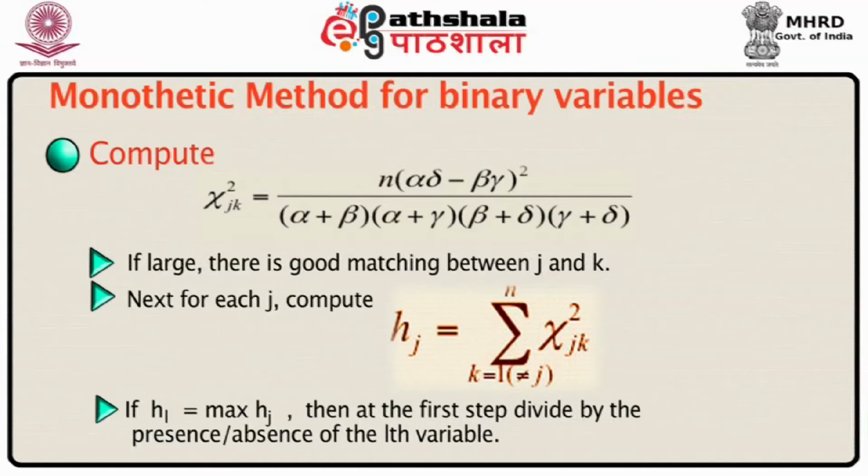Now what we do next is, we look at a single variable and look at its chi-square value with respect to all the other variables. If all this chi-square turns out to be very high, it really means that if we segregate by this variable, then automatically we also segregate by the other variables, and hence we look at the maximum of this Hj and choose that, so that once we do that, we actually have a good separation of the other variables as well.